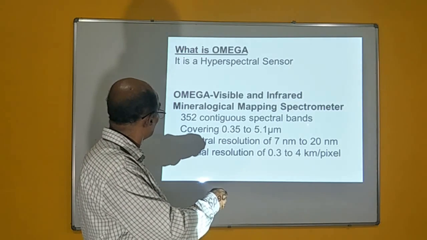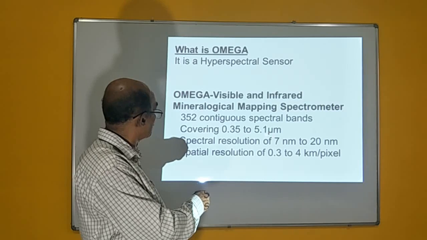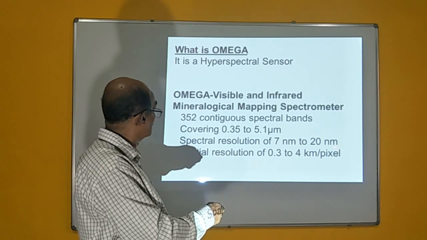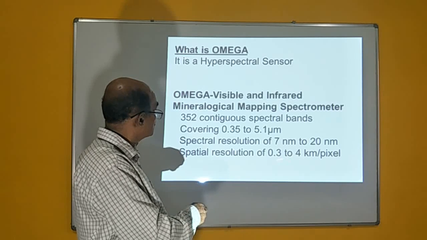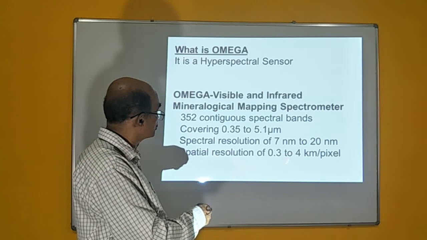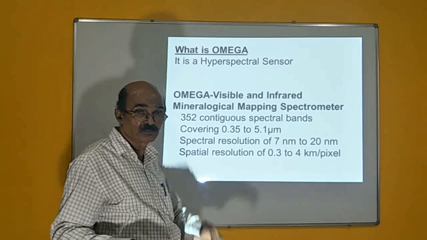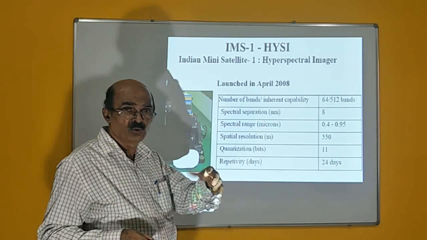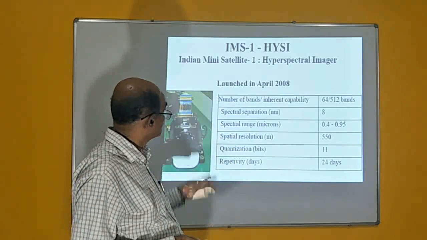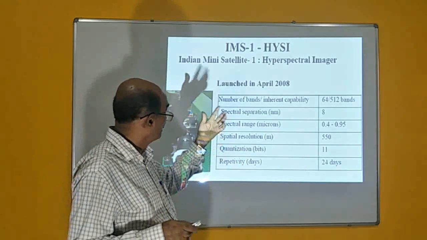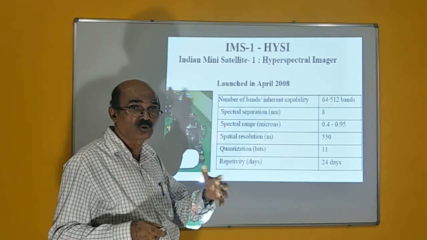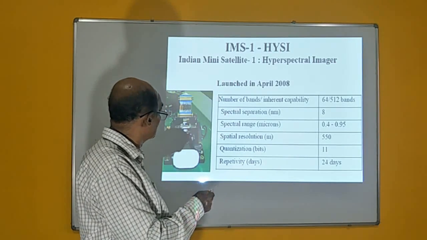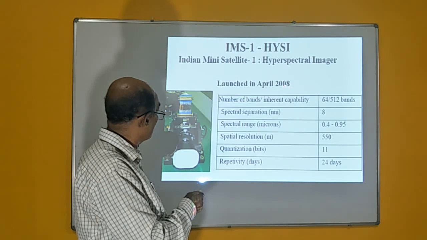352 contiguous spectral bands covering 0.35 to 5.1 micrometer, and spectral resolution of 7 nanometer to 20 nanometer, and spatial resolution, of course, it is a little bit coarser, 0.3 to 4 kilometer per pixel. Then, see, in case of India, India too launched a few hyperspectral sensors, and this was experimented when India launched the satellite to moon called Chandrayaan-1, and the Indian mini satellite hyperspectral imager launched in April 2008.